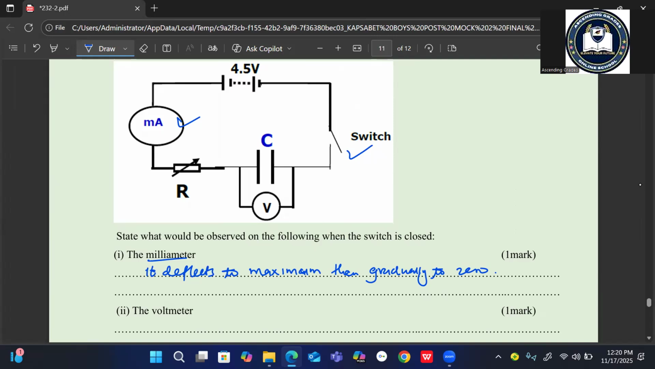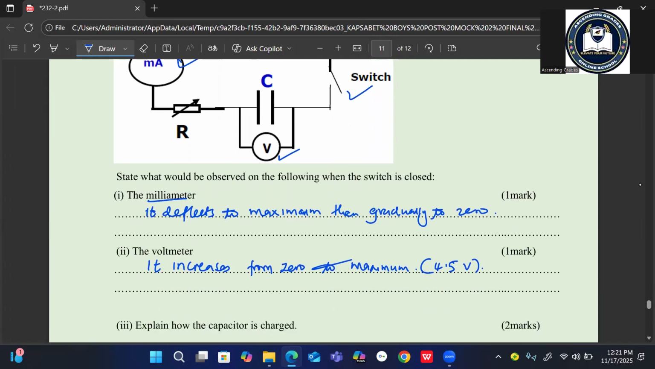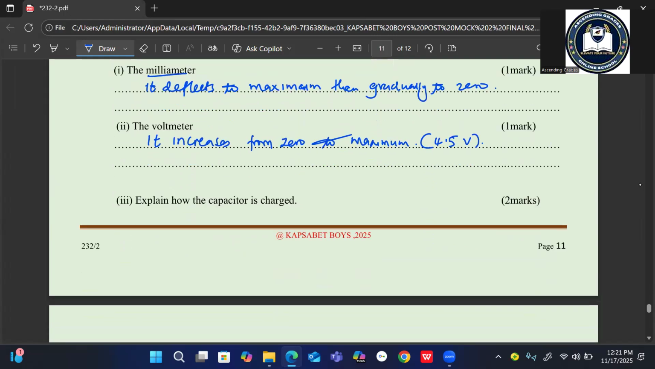What about the voltmeter? You can see it is across the capacitor. It increases from 0 to maximum. And the maximum here in this case will be 4.5 volts. So from the 4.5, it is charging the capacitor. Everything from the 4.5 volts will be drained into the capacitor, then it attains 4.5.